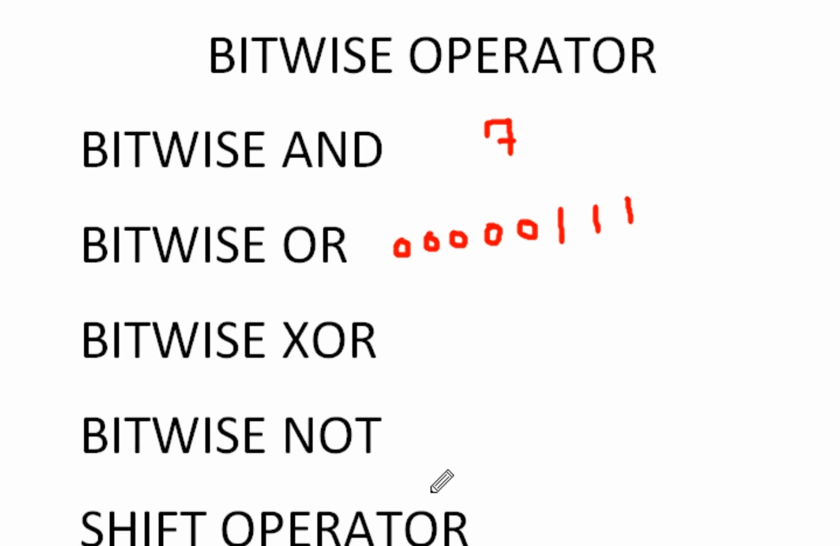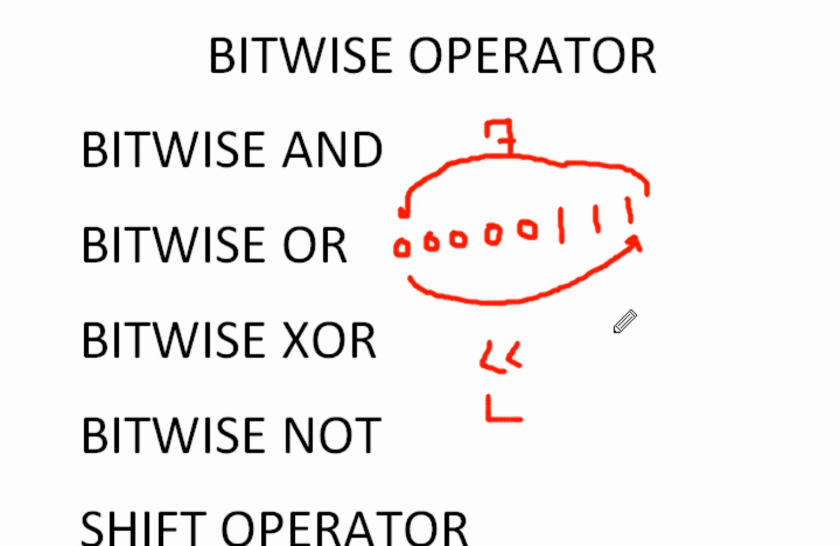In the shift operator we have two types of operators. First is the left shift operator and second is the right shift operator. In the right shift operator, the bits shift toward the right, and in the left shift operator, the bits shift toward the left. The symbol of the left shift operator is this, and this symbol is for the right shift operator.